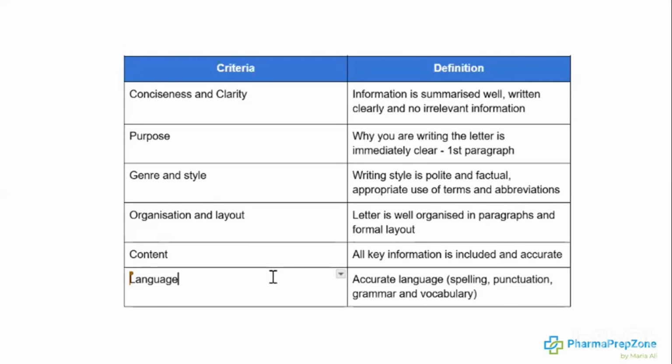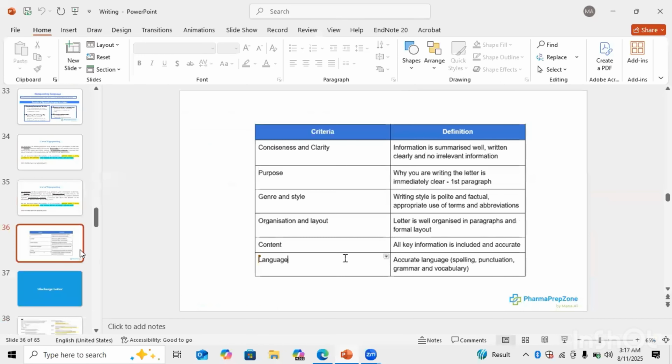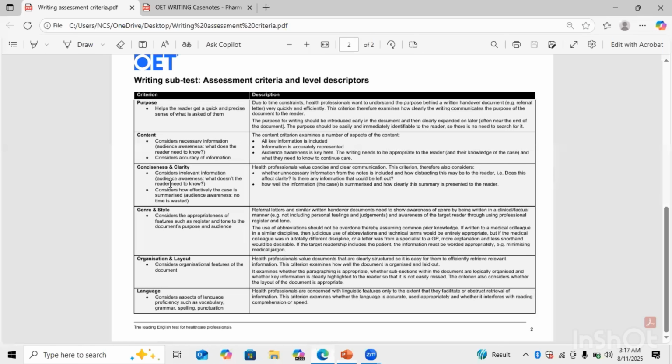Now we will talk about OET writing criterias. I have downloaded a PDF from the OET official website, and they have given these 6 criterias against which they will mark your letter. So, ever wonder why some OET letters score higher than others, even when grammar looks okay? It is because of these 6 official OET writing assessment criteria.